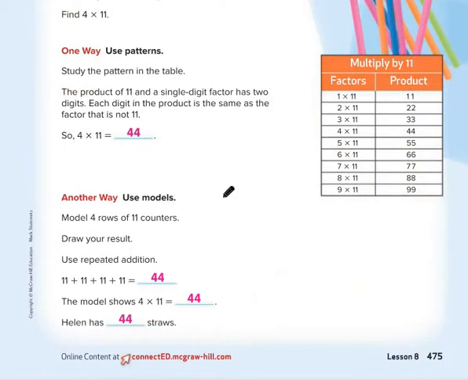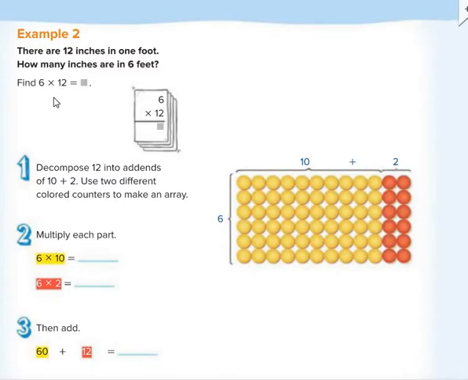Now please, grade 3, be sure to fill these blanks. And if you finish, let's solve example number 2. There are 12 ants in 1 foot. How many ants are in 6 feet? To find that, we have to find 6 times 12 equals what? As you know, it's a large fact. And to find an unknown fact, we can decompose the large fact into 2 smaller facts.